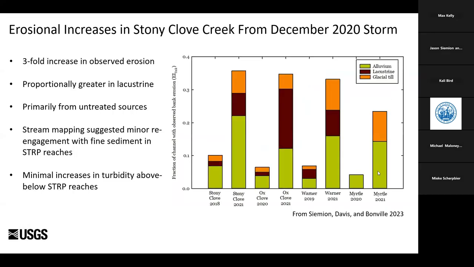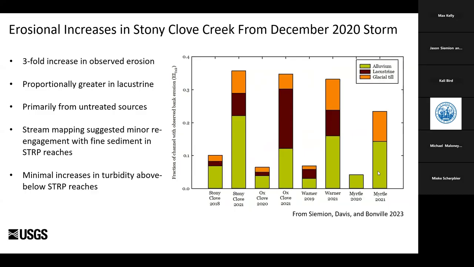So Danny and others had gone out and mapped the stream channel in Stony Clove and its tributaries prior to that event as part of our long-term research projects. They mapped where erosion was taking place and the material that it was eroding into, whether it was alluvium, lacustrine, or glacial till. They also were able to do this in those same stream reaches after the storm, so we could see the changes that the storm resulted in.